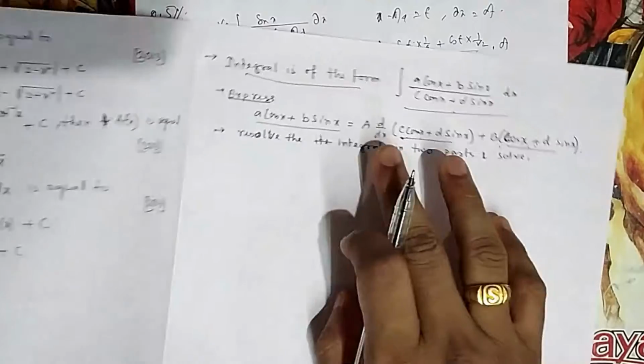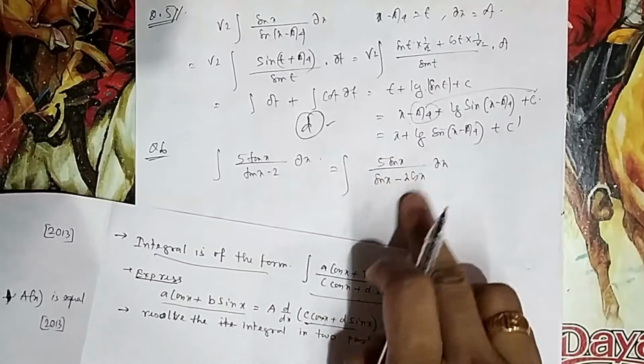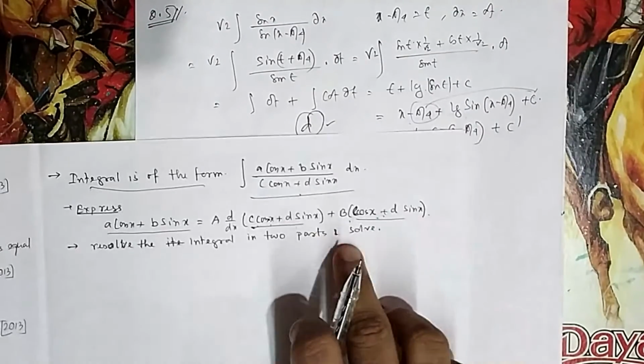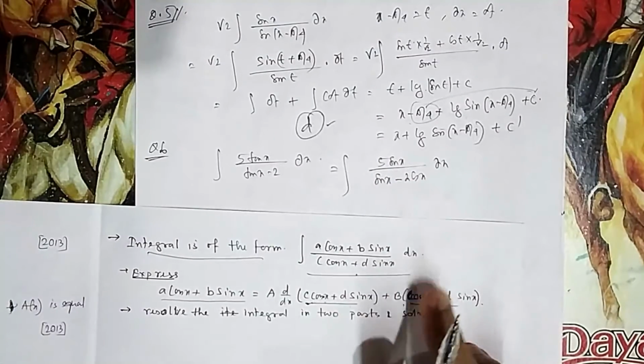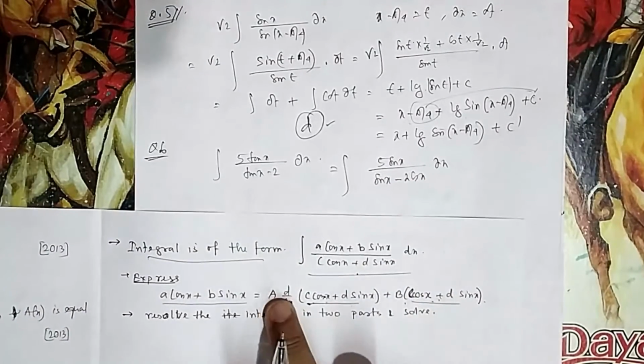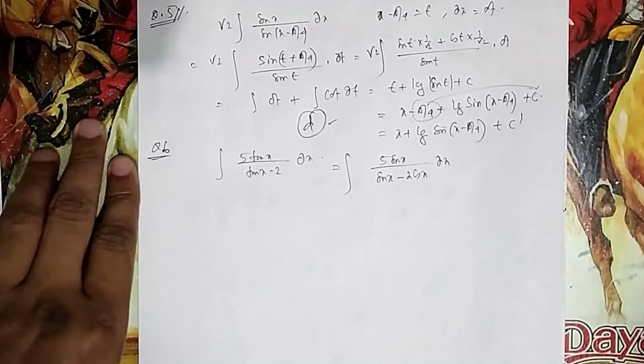This is an integration of the format sin and cos divided by something of sin and cos. So what was the format? You write the numerator as equal to the differentiation of the denominator plus something times the denominator itself. So you will do it in that way.